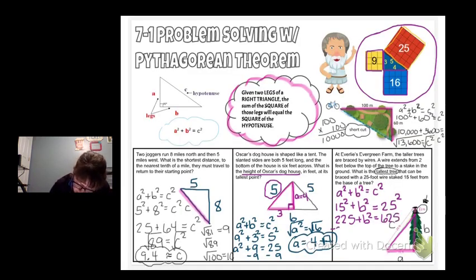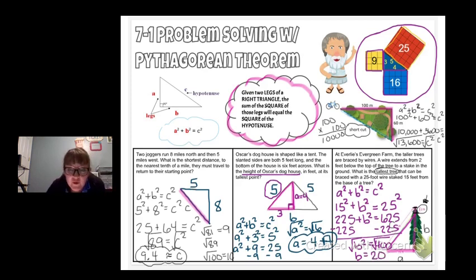And then we'll just subtract 225 from both sides. And that gives us B squared equals 400. So to get B, we just find the square root of both of those. So the square root of B squared is B, and the square root of 400 is 20.